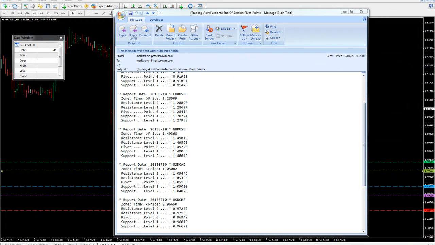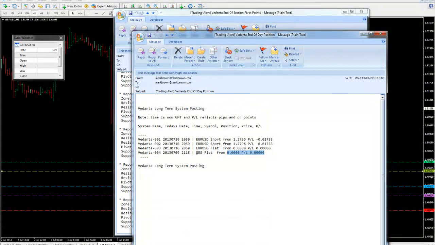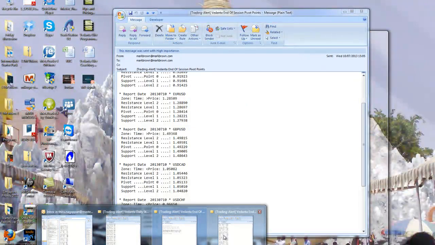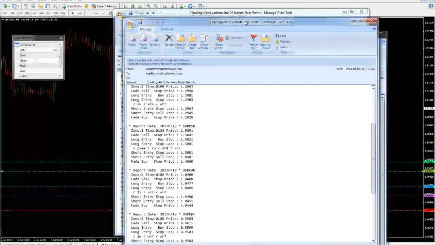Okay, so these are the things that we basically looked at. So we looked at the end of day systems. Let me just show that to you again. So we looked at the end of day systems here. As you can see, I explained all the 4 trading models. We then also looked at the daily stretch as well, which was this over here. Let me just get that. Okay, there you go. So that's the daily stretch that we looked at as well.